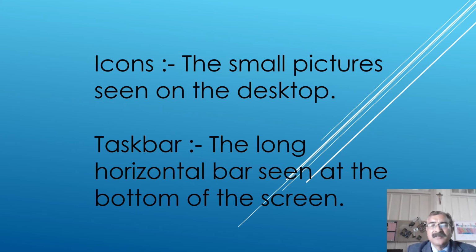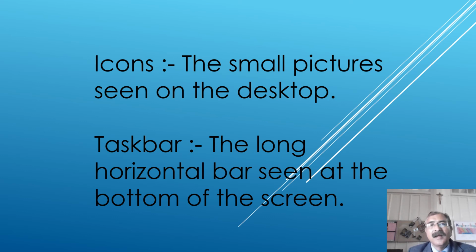Now icons. What are icons? The small pictures seen on the desktop, like recycle bin, my computer, Google Chrome, or even if you have any game, you have the icon of that game. These small pictures are called icons. Actually, these are software. These are also programs. When you click on that, that program will open. Now taskbar, the long horizontal bar seen at the bottom of the screen, that is called the taskbar.